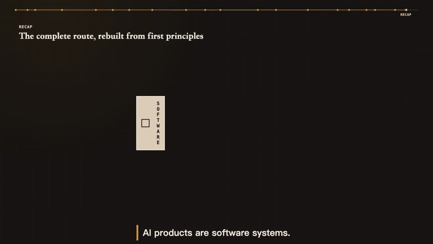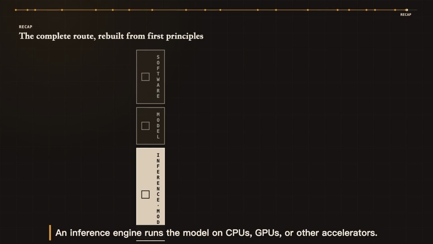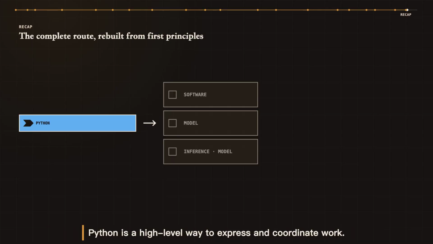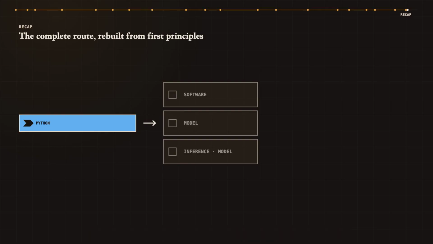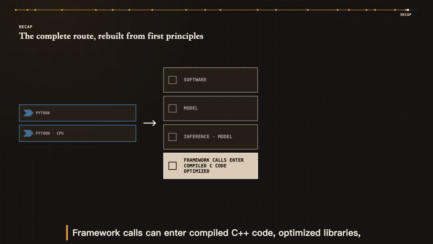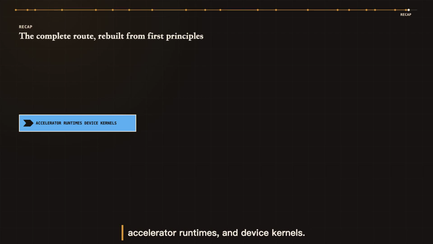AI products are software systems. A model inside the product combines an architecture with learned parameter values. An inference engine runs the model on CPUs, GPUs, or other accelerators. Python is a high-level way to express and coordinate work. A Python implementation executes Python code on the CPU. Framework calls can enter compiled C++ code, optimized libraries, accelerator runtimes, and device kernels.